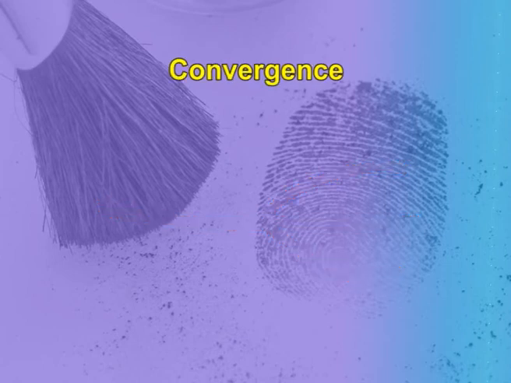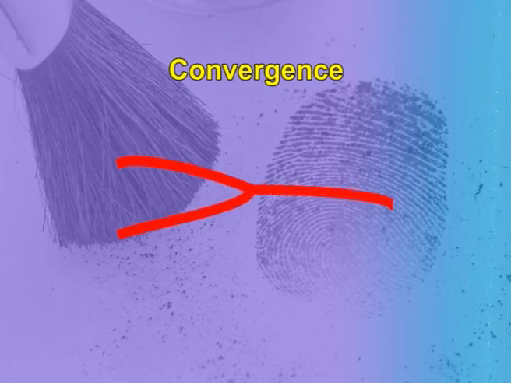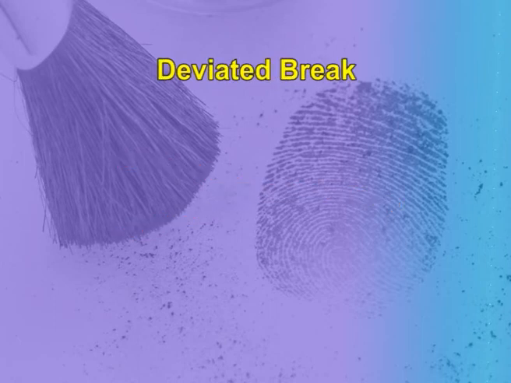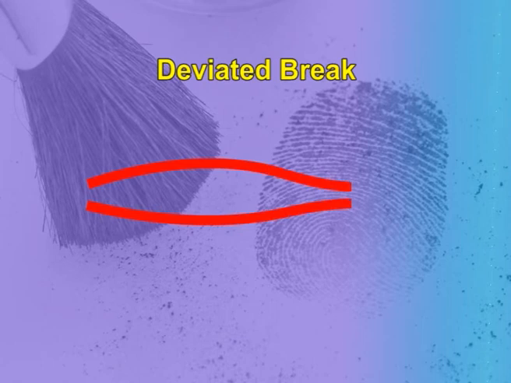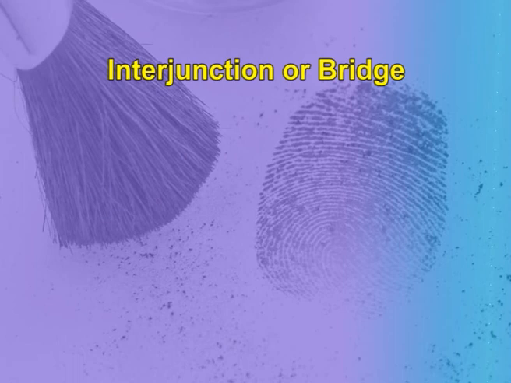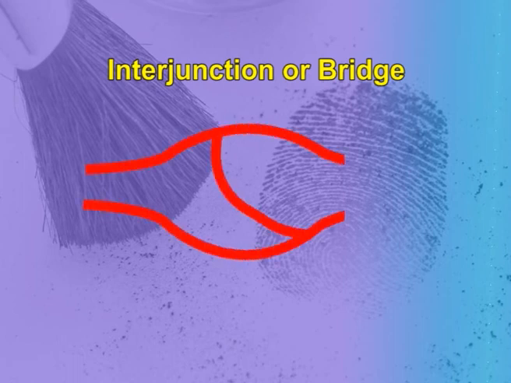Next one is convergence. This is similar to bifurcation, but it is reverse or a mirror image. It is formed by two parallel ridges which leave the left side of the pattern and fuse or converge to form a single ridge. Next one is deviated break. An interruption formed by two ridges which instead of stopping just before they meet suddenly deviate, forming two ridges ending with a furrow between them.